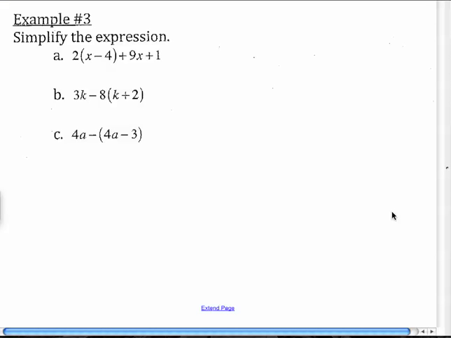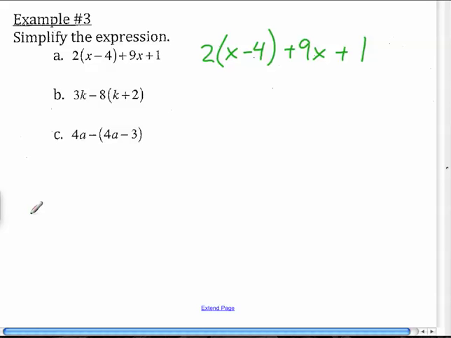Okay, folks, example number 3 says simplify the expression. I should have done these horizontally, but that's okay. I'm going to do 2 times x minus 4, and I'll write it out to the side here, plus 9x plus 1.